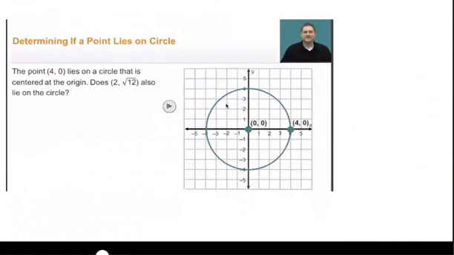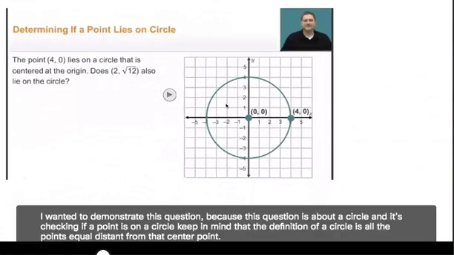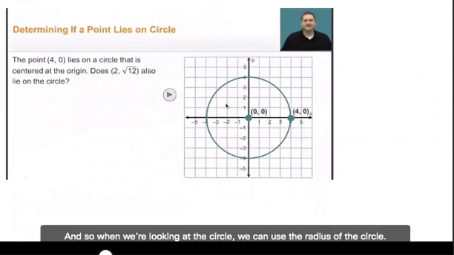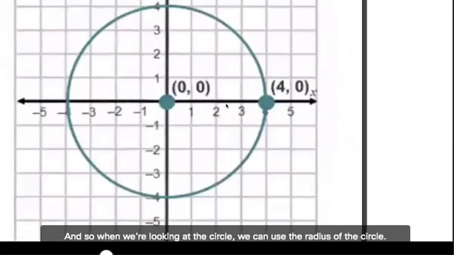Formulas you're going to need. I wanted to demonstrate this question because it's about a circle, and it's checking if a point is on a circle. Keep in mind that the definition of a circle is all the points equidistant from that center point. And so when we're looking at the circle, we can use the radius of the circle.